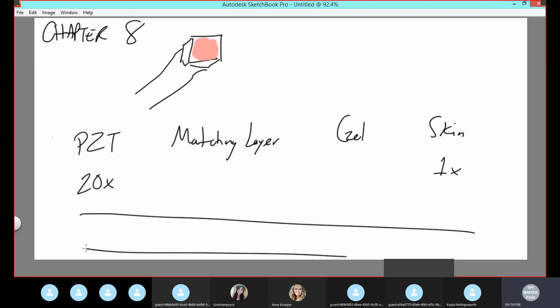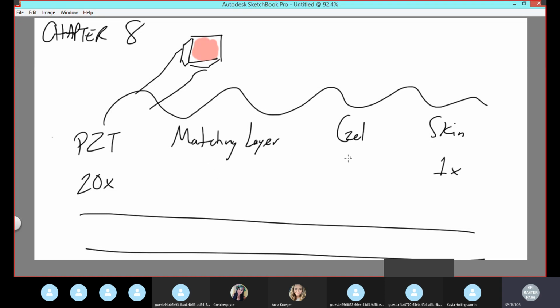We're trying to build a bridge between the PZT being very high impedance and the skin being that low of an impedance. We're trying to build this bridge so that the wave can travel and make it to the skin. And once it makes it to the skin, it does its own thing. All right, now we're good. Now it can start showing us what's there. But first it has to make it there.